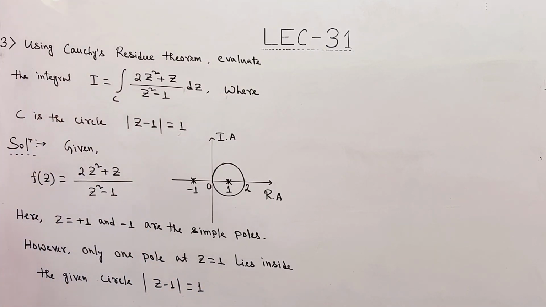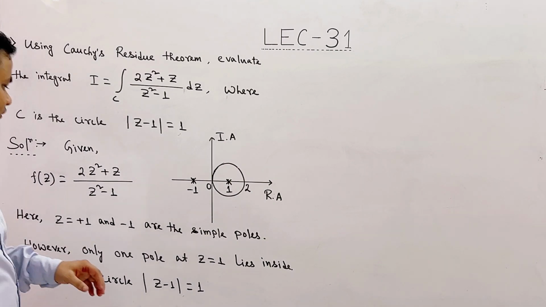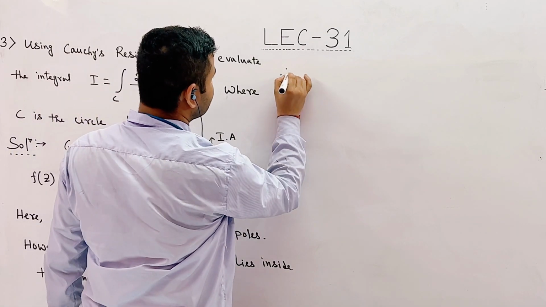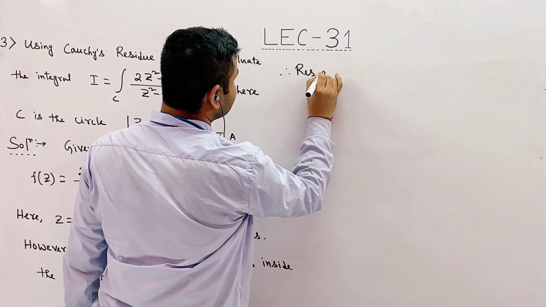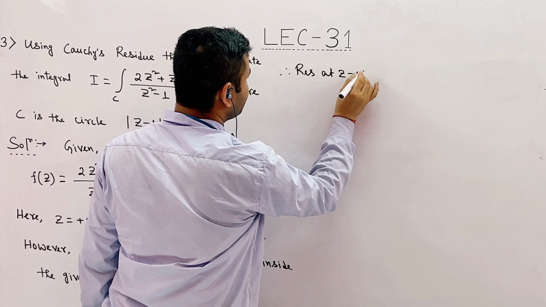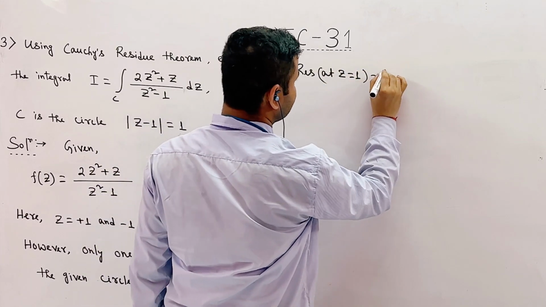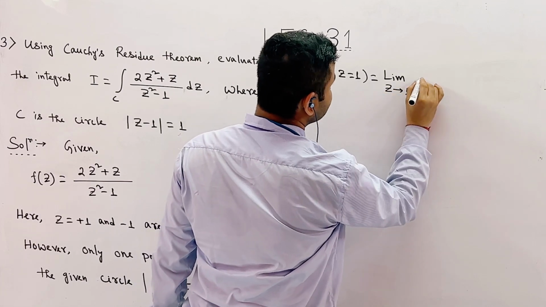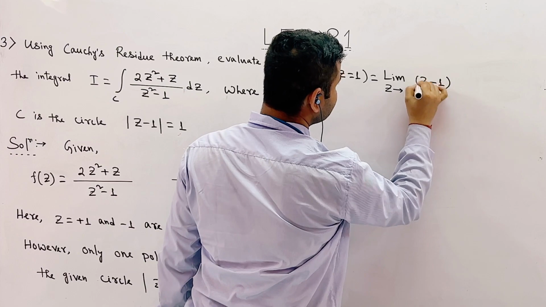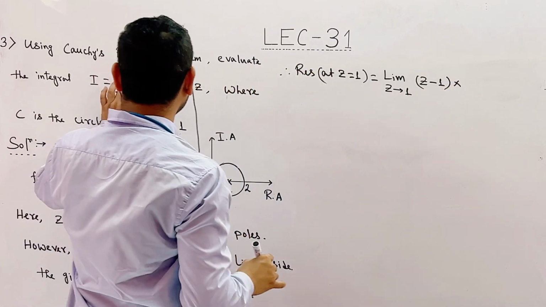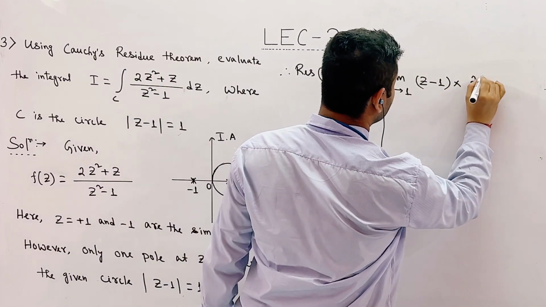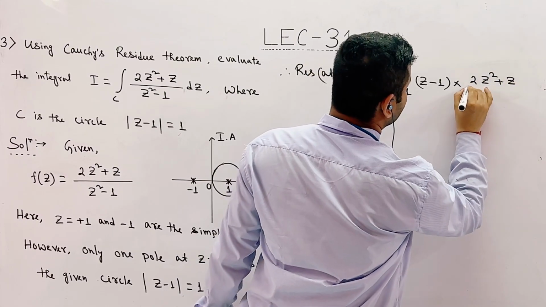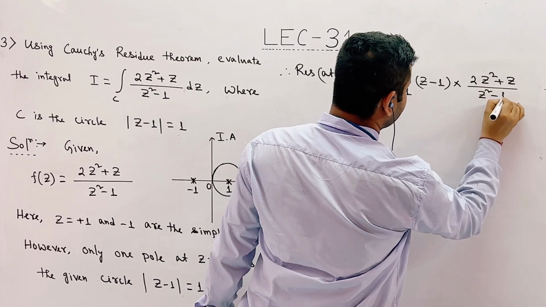Now let us find out the residue at the pole z equal to 1. So therefore, residue at z equal to 1 is given by limit z tends to 1 z minus 1 into f of z. Here f of z is twice z square plus z divided by z square minus 1.